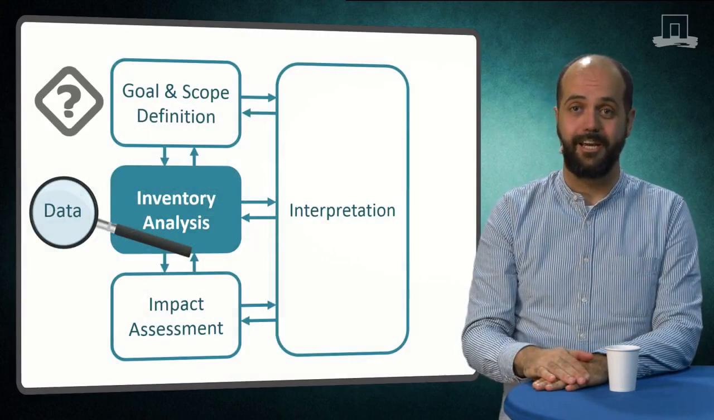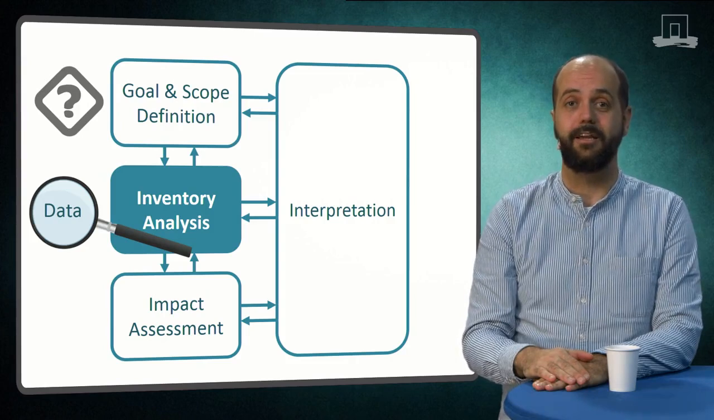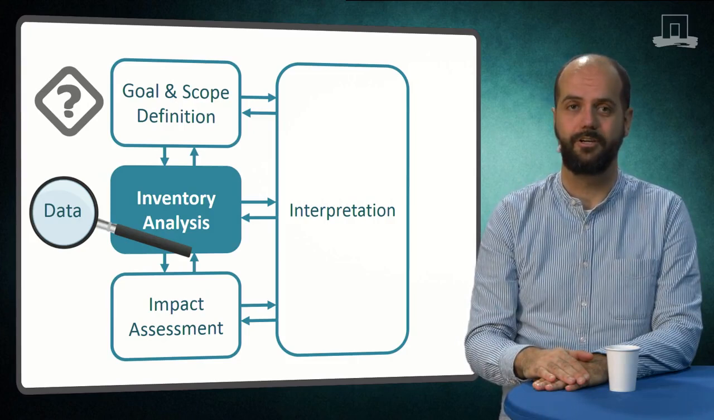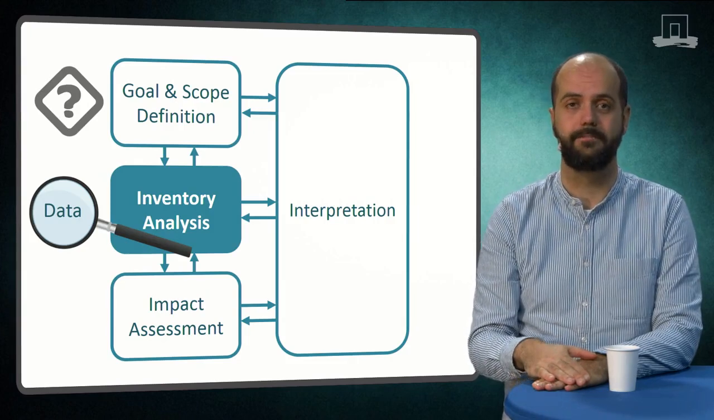You adjust your LCA to make it fit your circular product at the inventory stage of the life cycle assessment framework. After this, you can apply the impact assessment and reiterate.